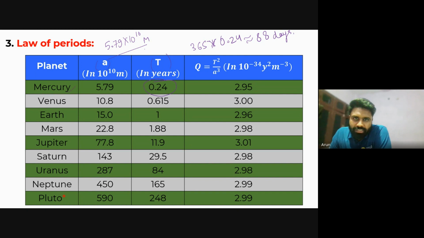So this ratio T square by a cube is 2.95. For our Earth, the distance is 15 times 10 raised to the power 10, which means 15 crore kilometer. It will take 1 year, and the ratio will be 2.96.